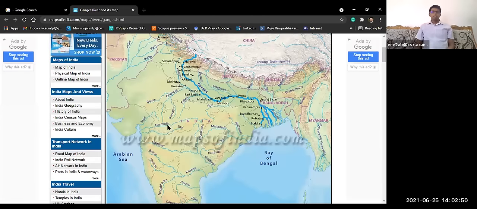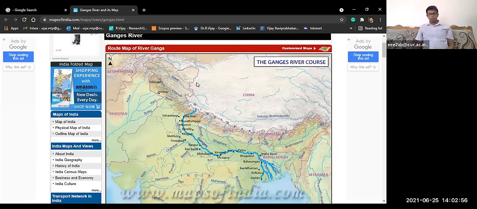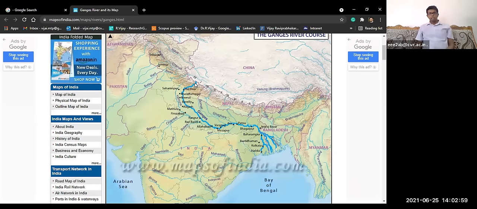So the third longest river is the River Ganges. It starts from the western part of the Himalaya, and it is flowing through almost five states.